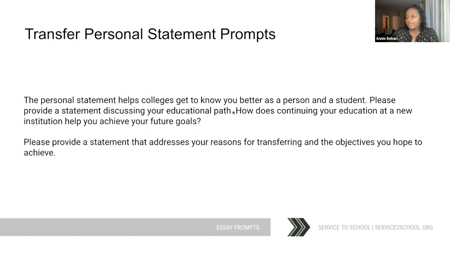And then for the second part of these questions, how does continuing your education at a new school help you achieve your future goals? What are the objectives you're hoping to achieve? Again, be clear and concise. So again, you could be looking for more opportunities, or that academic environment that aligns with what your goals are. Whatever the reason, be detailed.